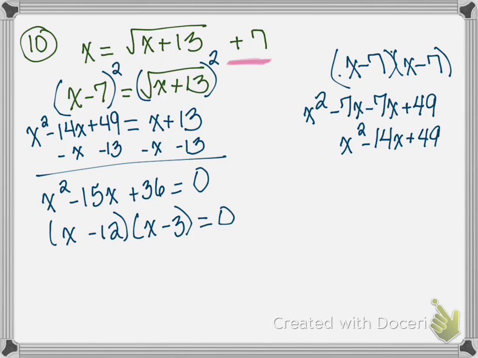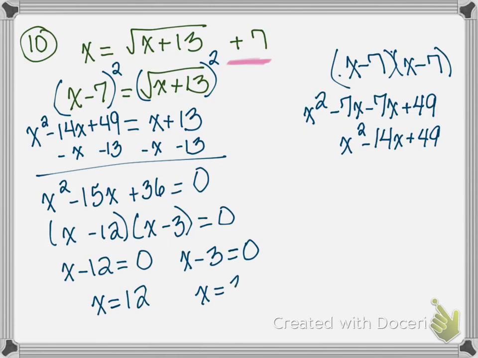So then I have x minus 12 equals 0 and x minus 3 equals 0. So x is 12 and x is 3. Now, we can have an extraneous solution, so we must check. We have to check to make sure I don't have an extraneous solution. So I'm going to check the number 12 first, and then I'm going to check the number 3.